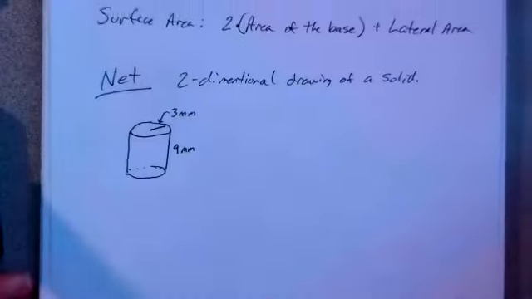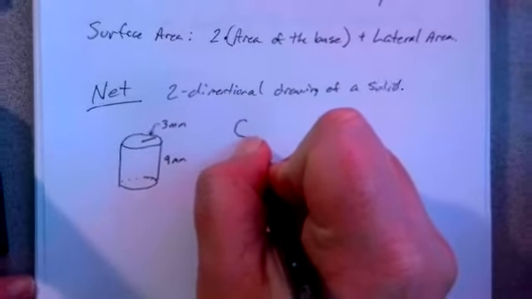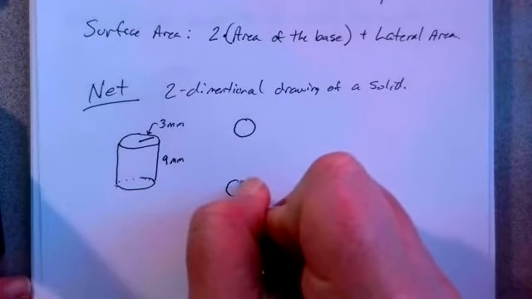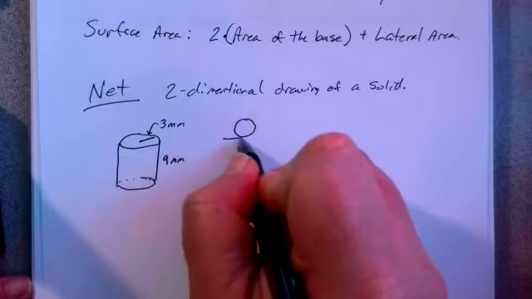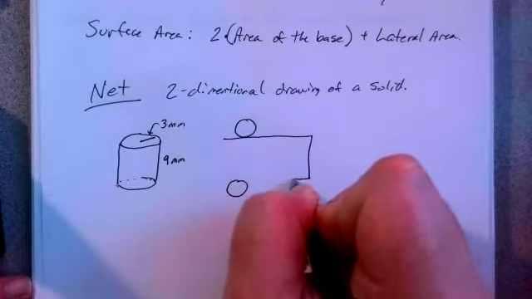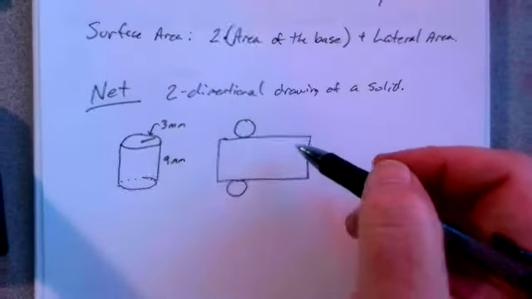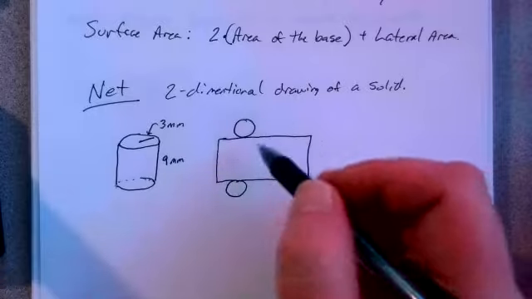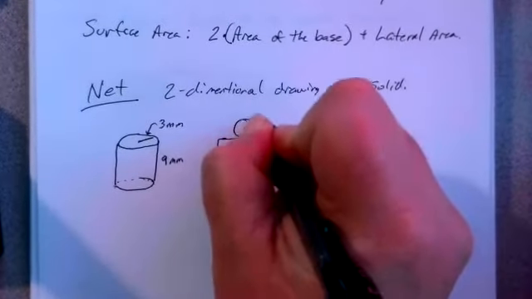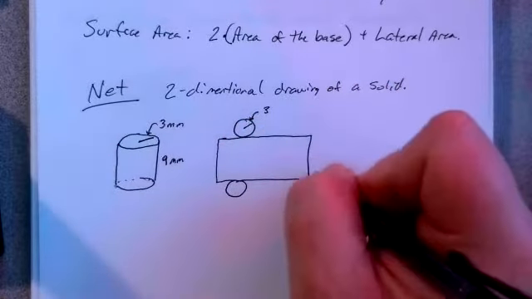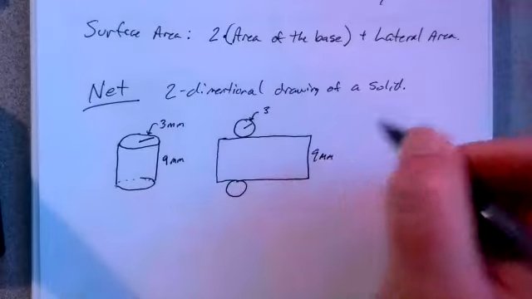So when I draw the net for this cylinder, I have a circle at the top, a circle at the bottom, and then I have a rectangle that goes with it. So now we can label all of our parts here. We know that the radius equals 3 millimeters. We know the height is 9 millimeters.